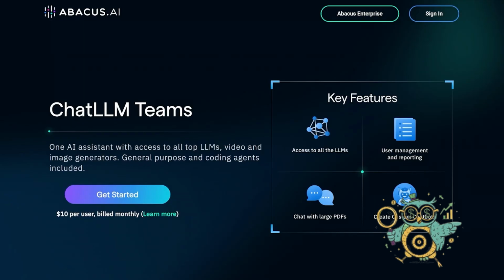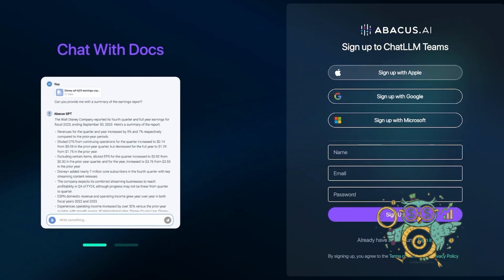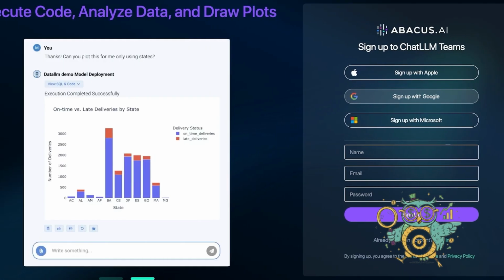So to get started, simply click on Get Started over here, and once you do that, you can sign up with Google, Apple, or Microsoft, and we're just going to be signing up using our Google account for a quick and easy sign up on Abacus. And I'm just going to click on Continue over here to proceed with my Google sign up on Abacus AI.